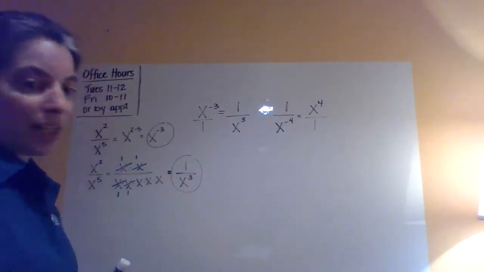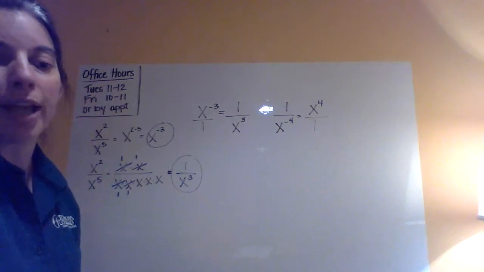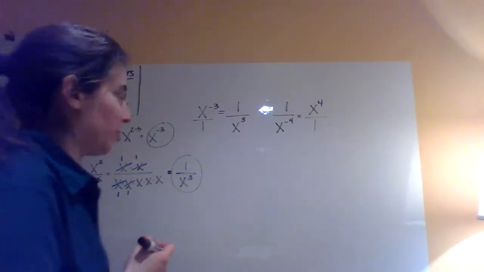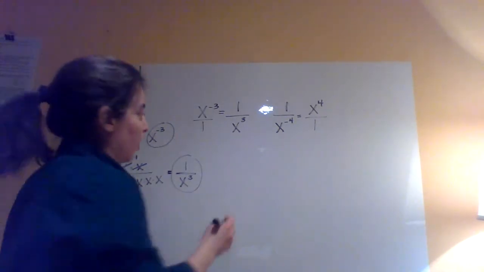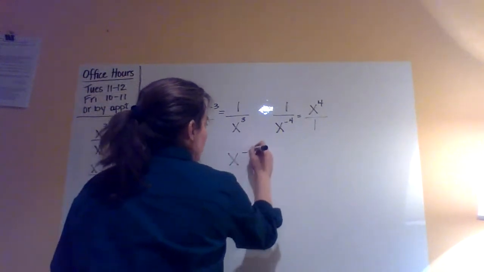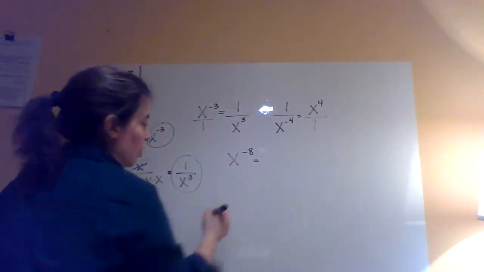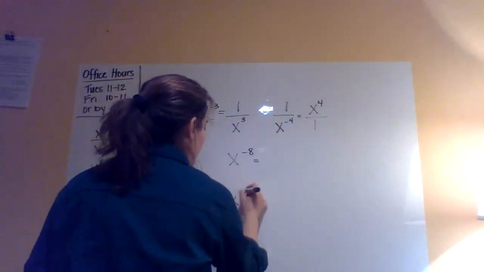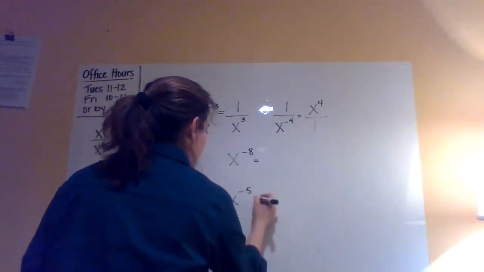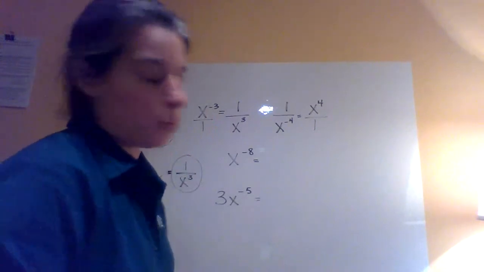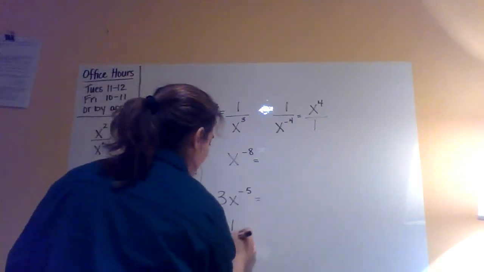And then finally, the last thing is the power rule. Oh, actually, I forgot to do the examples for the negative exponent rule. So let's go ahead. The first one is x to the negative eighth. The second one is 3x to the negative fifth. And the third one is 1 over x to the negative fifth.